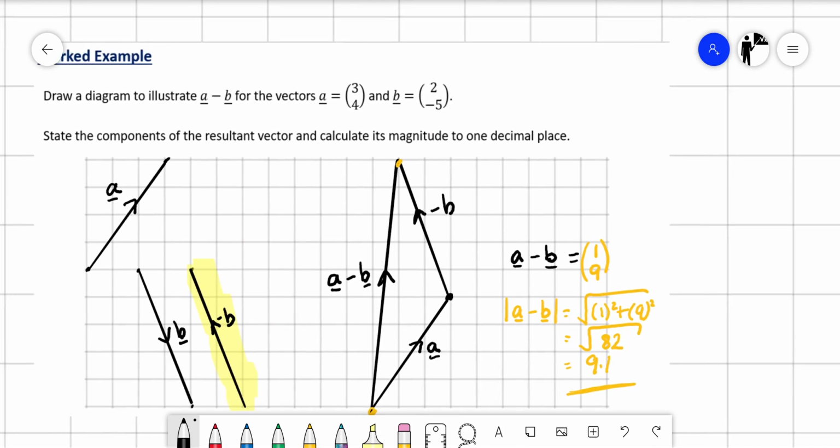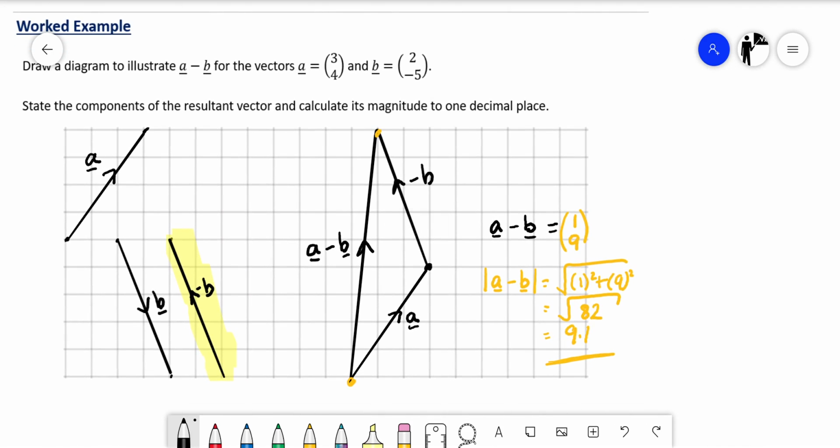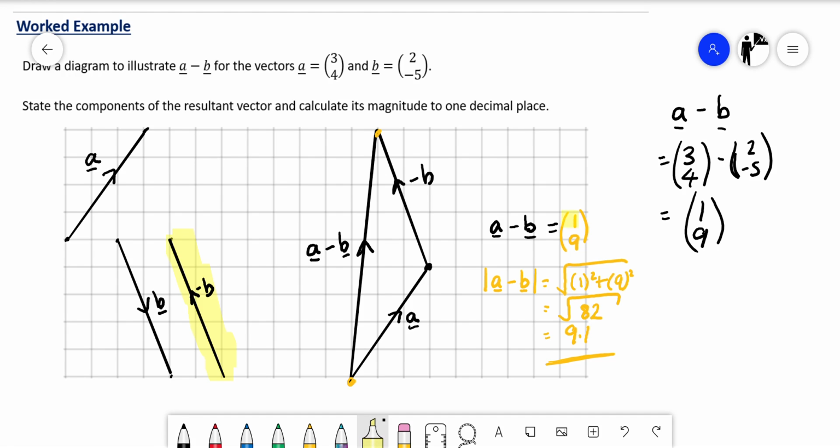Remember as well, we could have checked our answer here using our vectors at the top. A minus B, if we have a look here. A was 3, 4, B was 2, minus 5. So we've got 3, 4, subtract 2, minus 5. That's going to be 1. 4 minus 5 is 9. 1, 9. And we can see I've got the same answer in a diagram as we do in the component part.